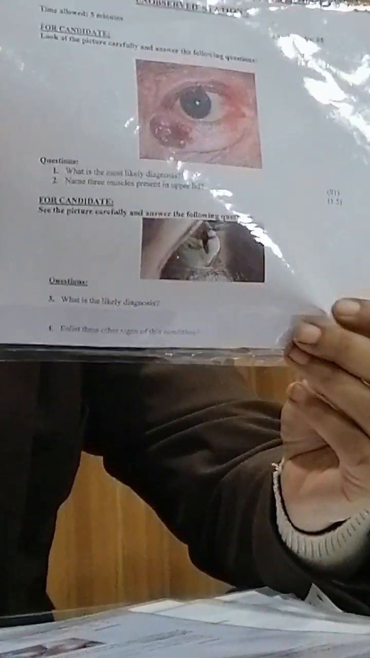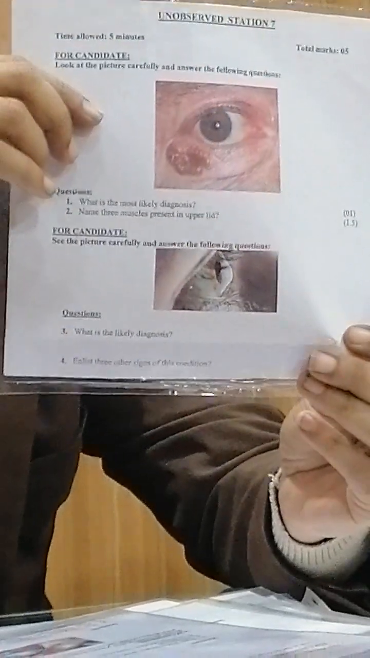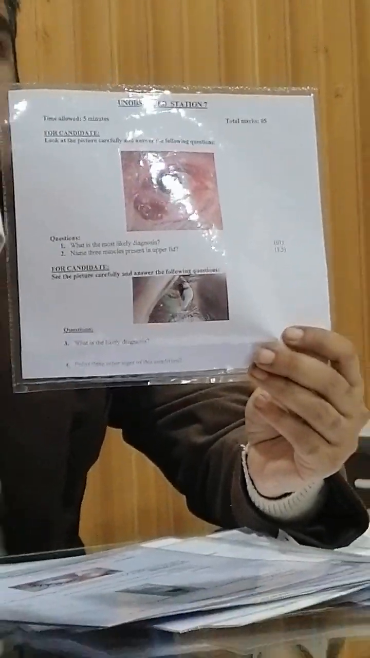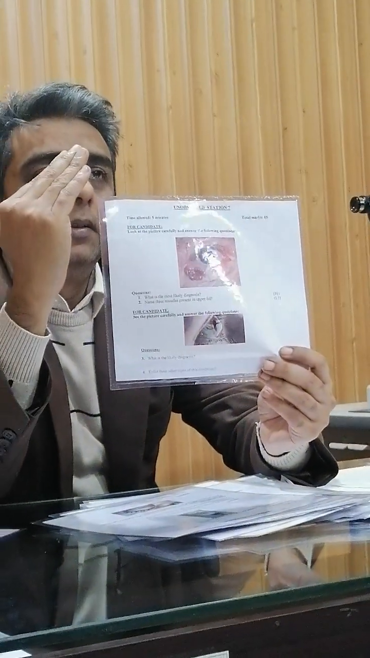In the lower picture, if you can zoom it, you can see there is a protruded cornea. Normal cornea is like this. In keratoconus, the shape of the cornea becomes more conical, like this. So it's called keratoconus. What is the likely diagnosis? At least three signs of this condition. You have read the cornea, then you must be knowing three signs: Munson sign, oil droplet sign, scissors reflex, and now this is.